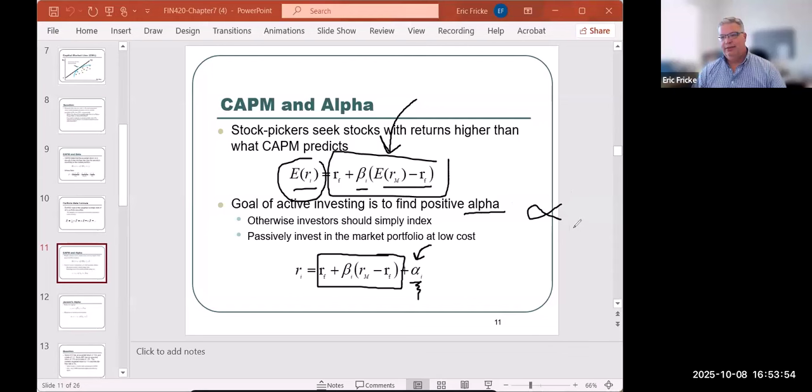This is the Greek letter for it. It kind of looks like a fish with a scissor tail or something. I don't know. You want a positive alpha. That's what you're looking for.